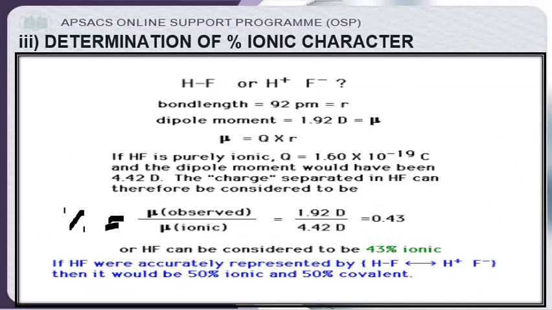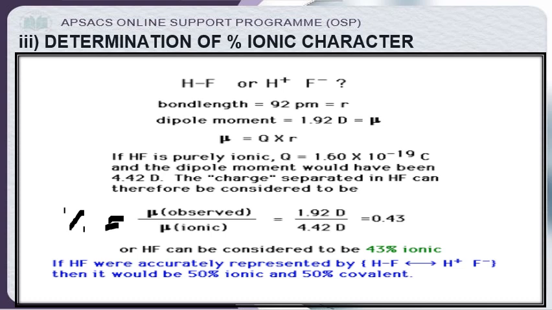Now the next one given is the determination of the percentage of the ionic character, that is, how you can calculate whether the given substance has some ionic character, and how much percentage of ionic character is present in it. Let's consider hydrogen fluoride. The theoretical value given for the bond length is 92 picometers, that is the distance, or r, between the two charges, hydrogen and fluorine.